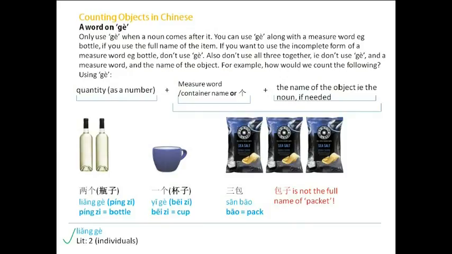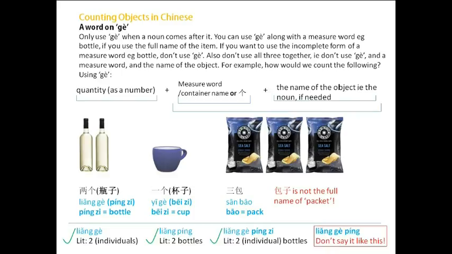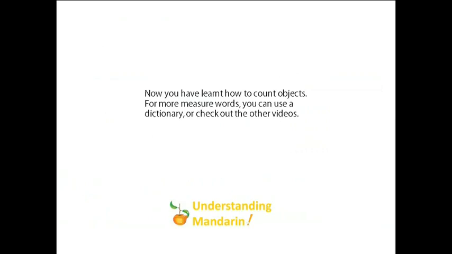So as a reminder, here's what you can say. 两个, literally two. 两瓶, literally two bottles. And note here, because we have the incomplete form of the container, 瓶, you're not using 个. You can also say 两个瓶子, which is two individual bottles. But don't say 两个瓶, because 瓶 is not the full name of bottle. So now you've learned how to count objects. For more measure words, you can use a dictionary or check out the other videos.